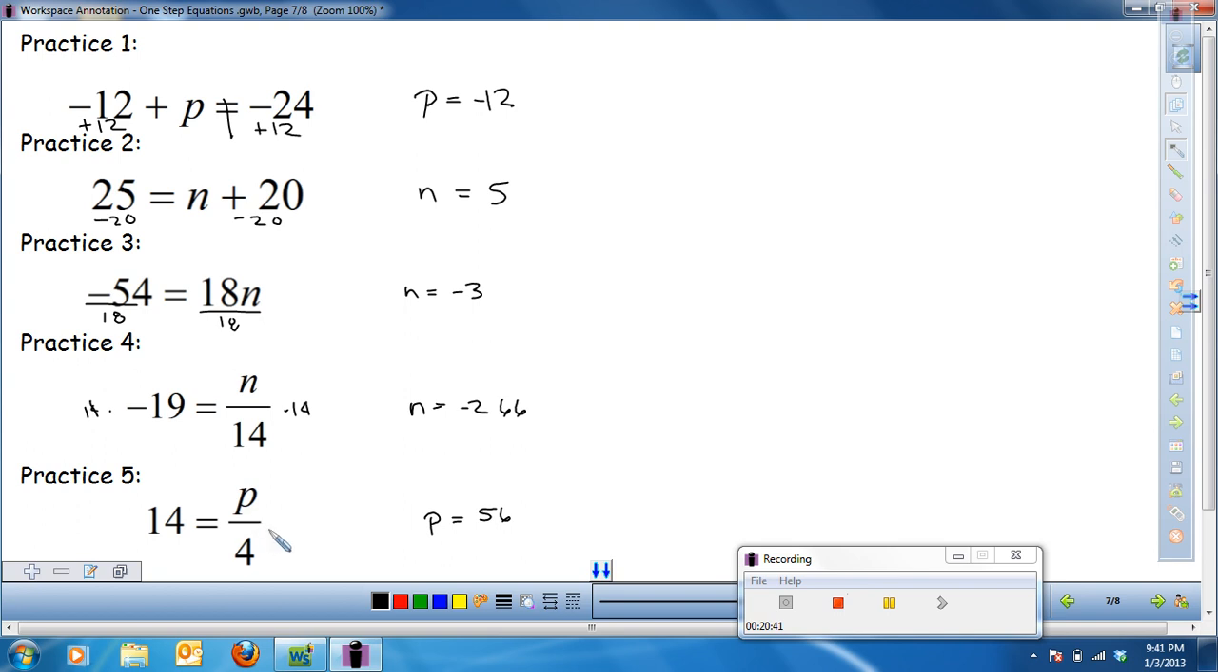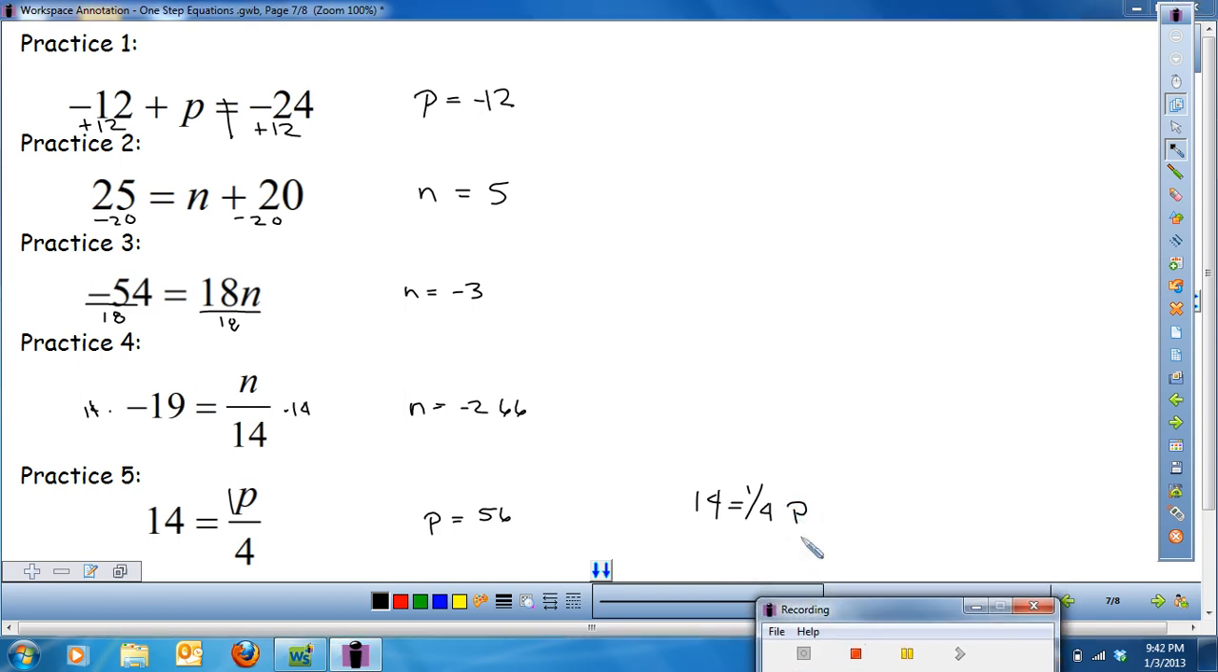Just to practice the other method, really quickly, you could have pulled a 1/4 out of here. So that would look like, I drew 3 equal signs, sorry, 1/4 p. Between 1/4 and p is multiplication, so we could have divided both sides by 1/4. And we would have gotten that p was 56. You also could have multiplied both sides by 4 and gotten that p was also 56.